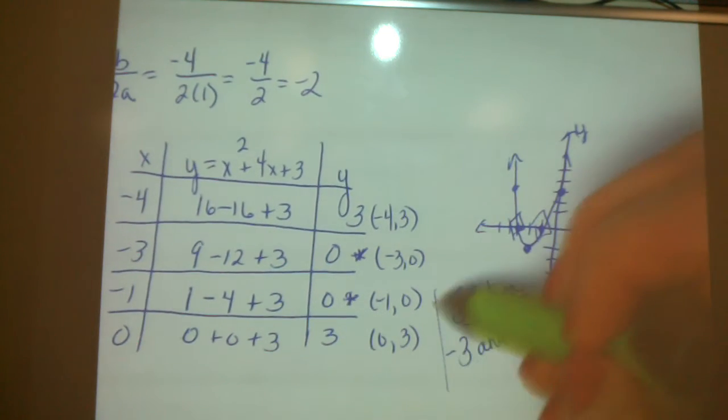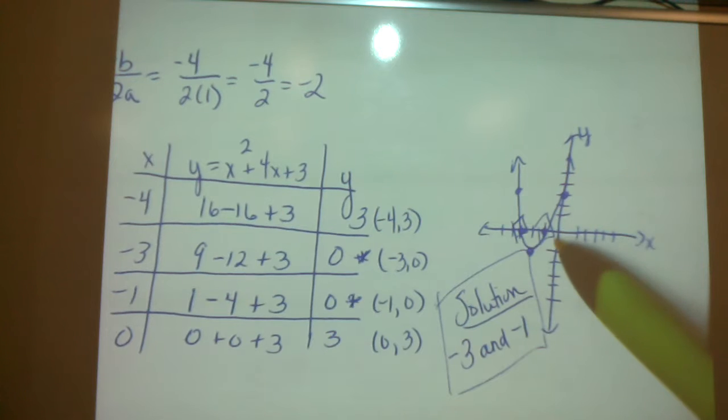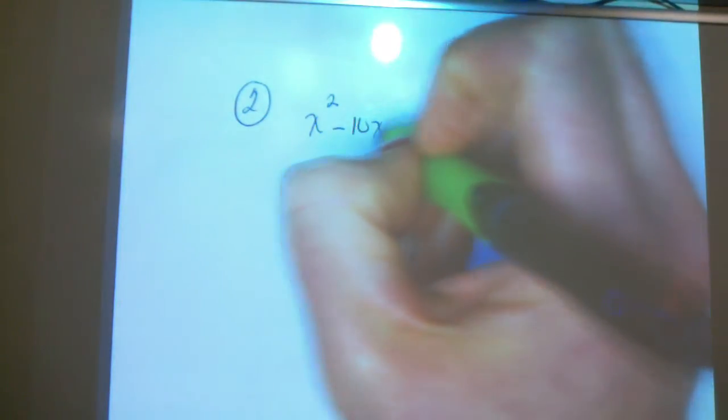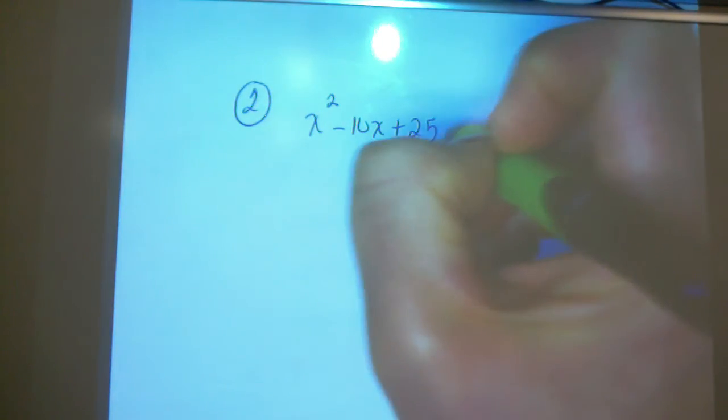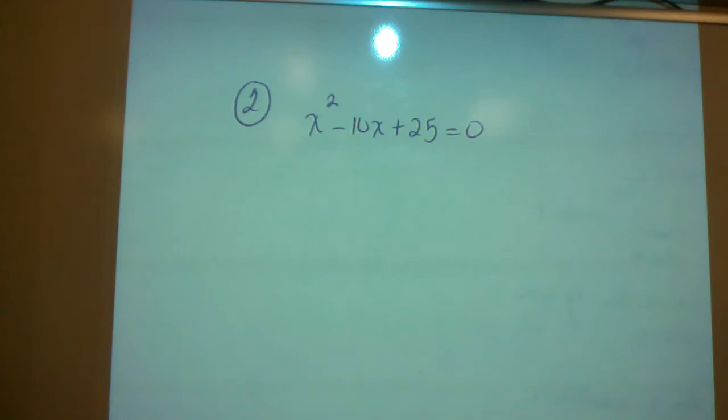So this is my solution, the place where the graph hits the x-axis. Number 2. Let's see what we got. Here we go. I've got x squared minus 10x plus 25 is equal to 0.